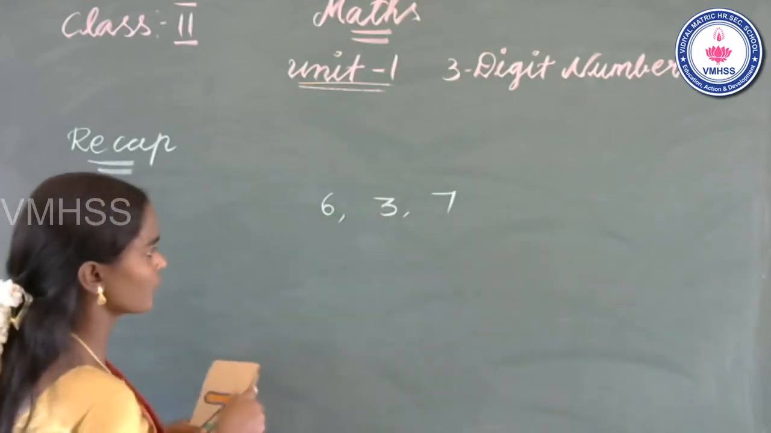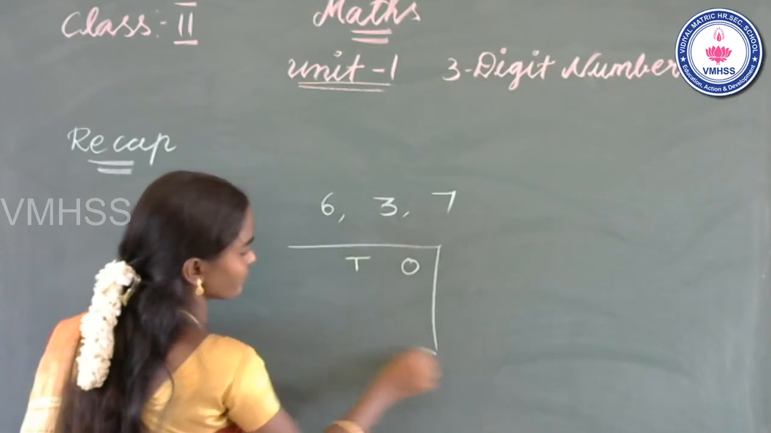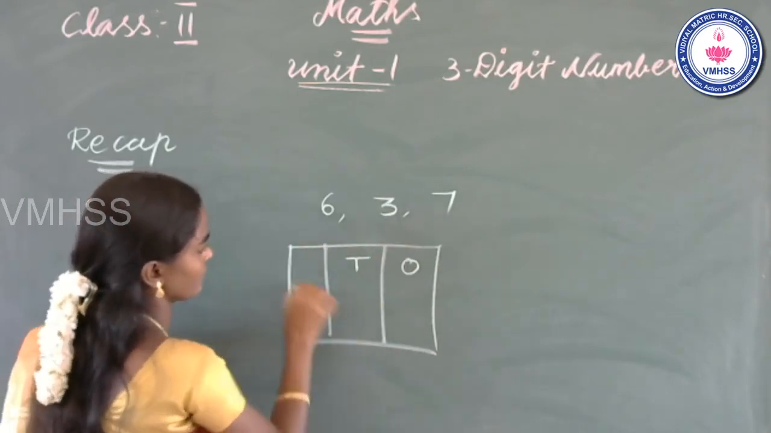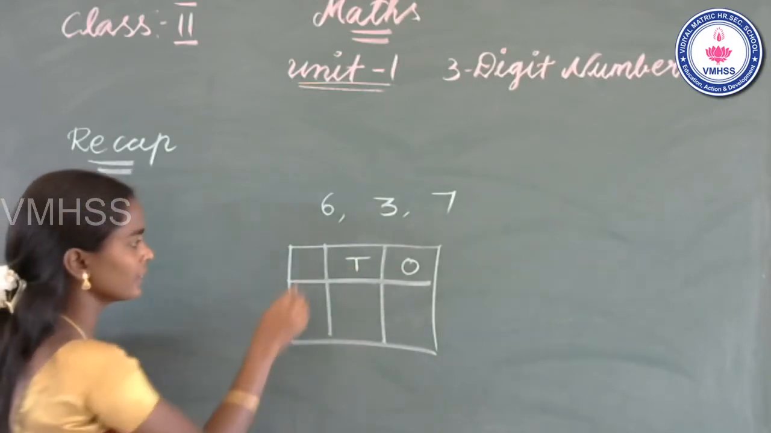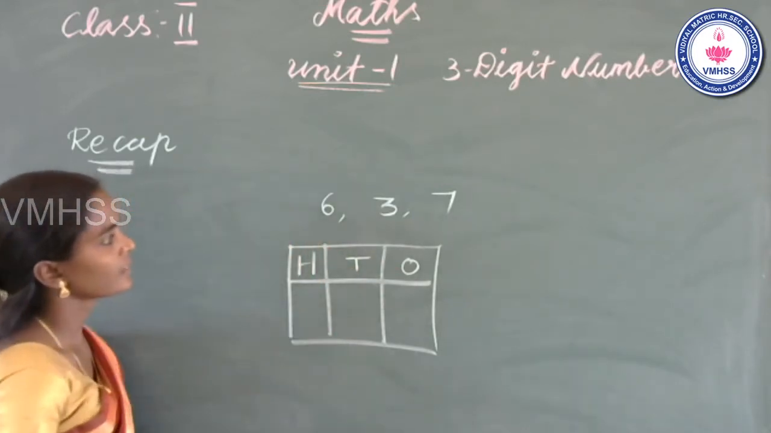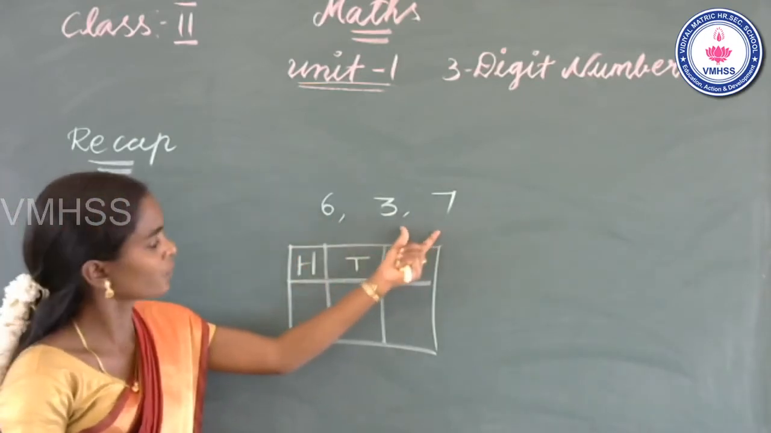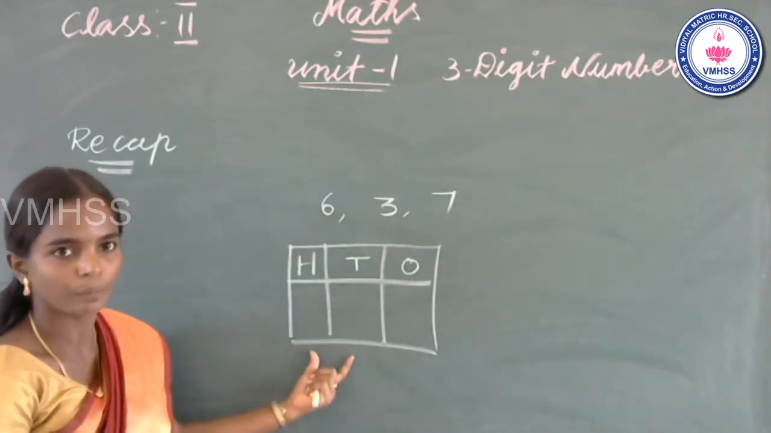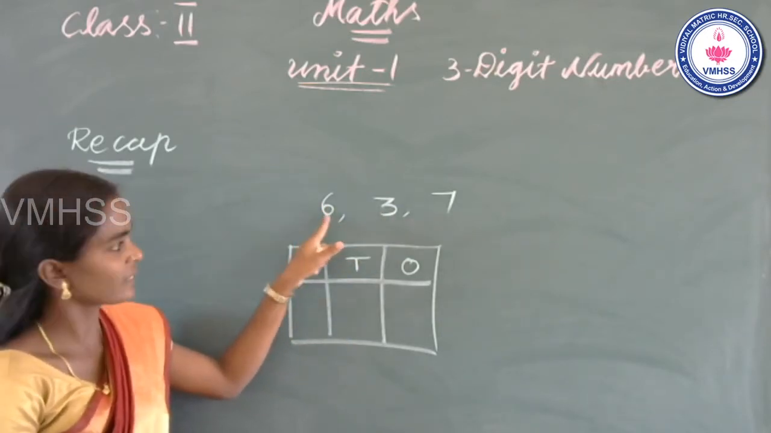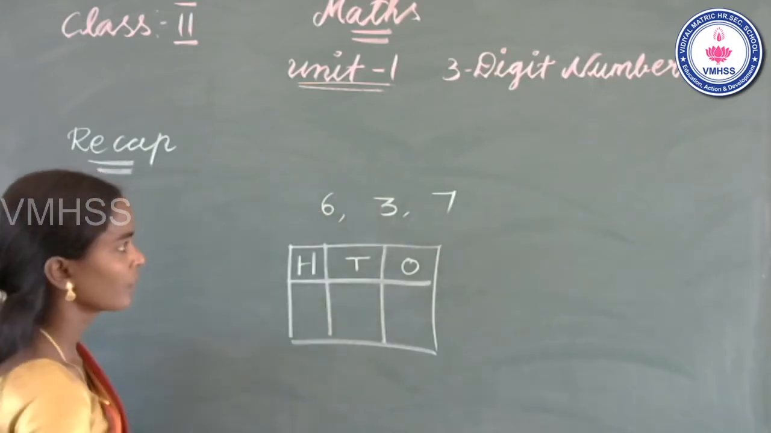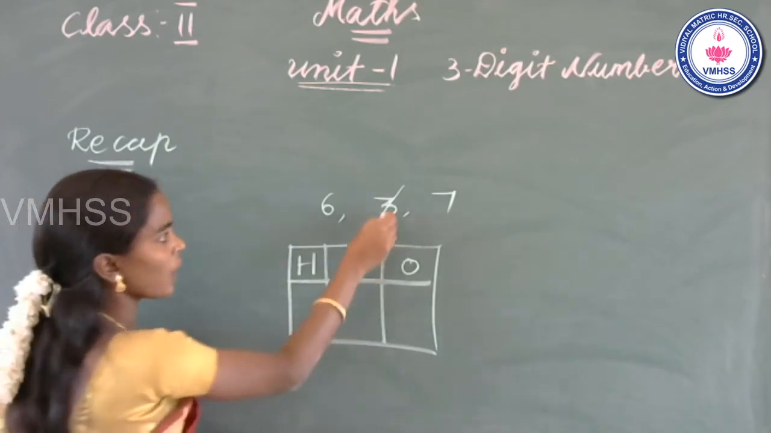Children, first we will draw the place value blocks. So first place ones, second place tens, third place hundreds. Children, listen: 6, 3, 7. First we make the smallest number. Which is the smallest digit? Very good, 3. So 3 is the smallest digit.